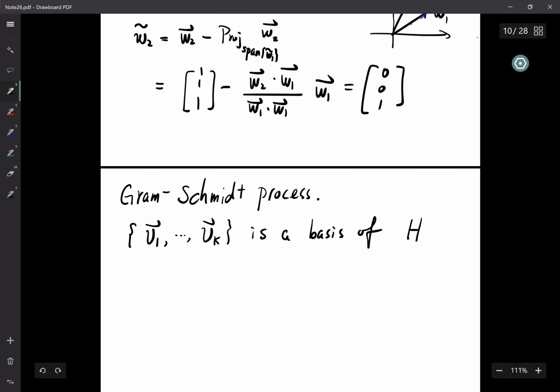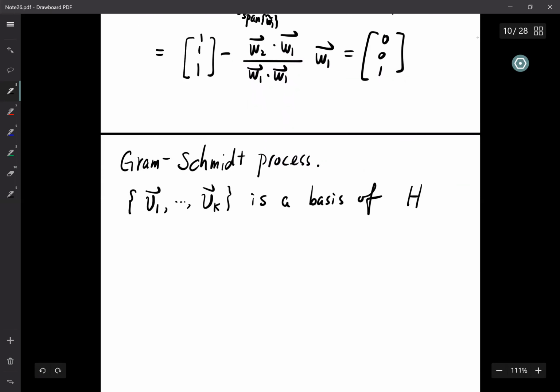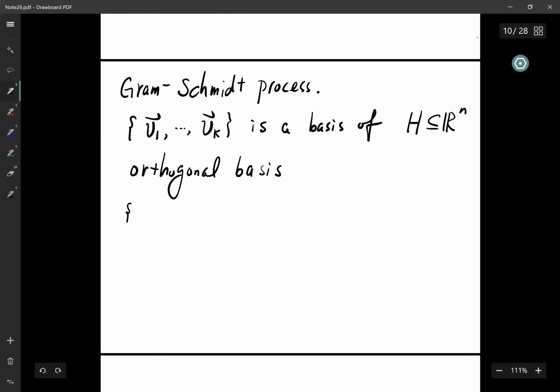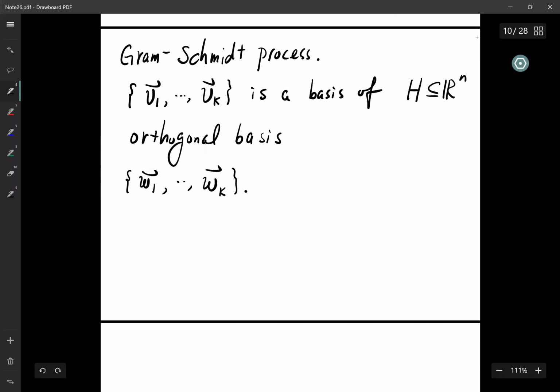H is a subspace of R^n. Now I want to find an orthogonal basis. Once I have identified an orthogonal basis, turning that into an orthonormal basis is really simple because I just need to normalize it. Let's call it W1 to Wk. What should I do?